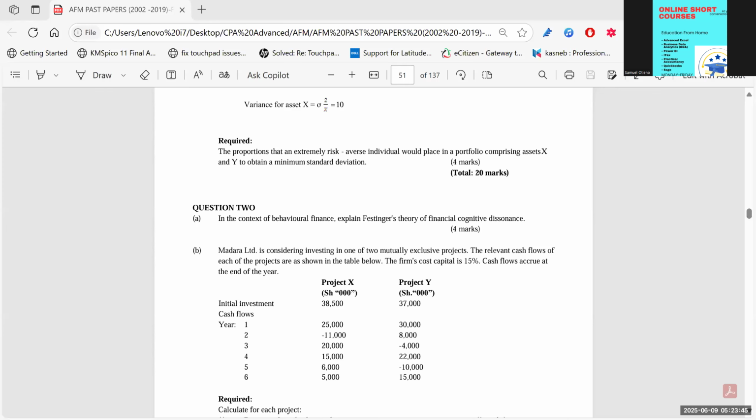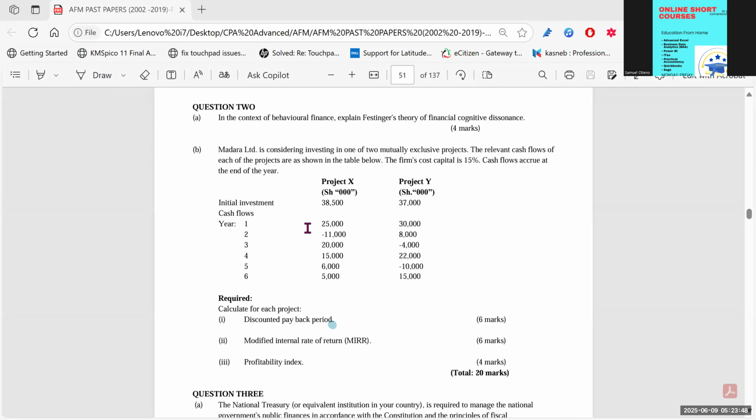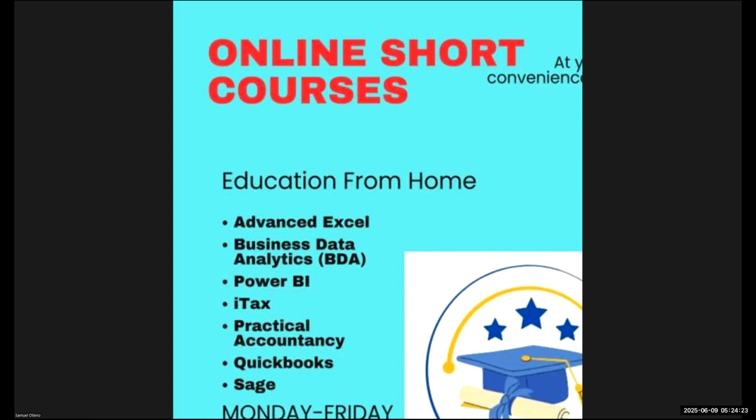Now, in the question here, that is question number 2, part B, we were given two projects, project X and project Y, with initial investments and the cash flows that are projected to be realized in the next 6 years, which is the project life. Remember, the cost of capital was given at 15%. And with that, we were required to compute discounted payback period. And we already did it for project X, which is the first project. So we are supposed to go ahead and do the same for project Y. So that's what I want us to do. So let me pull it down and share where we are doing our computation. Good. Now let's do it.